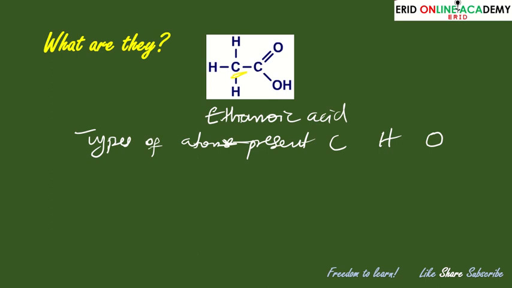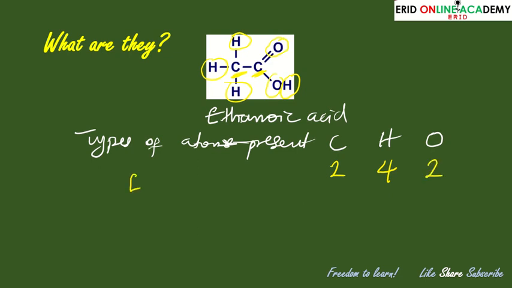So we have 2 carbon atoms present. Hydrogen, we have 1, 2, 3, and 4. So we have 4 hydrogen, 2 carbon atoms, and of course we have 2 oxygen atoms.